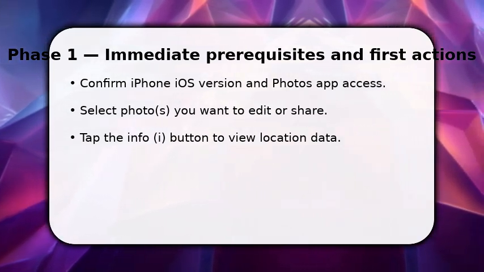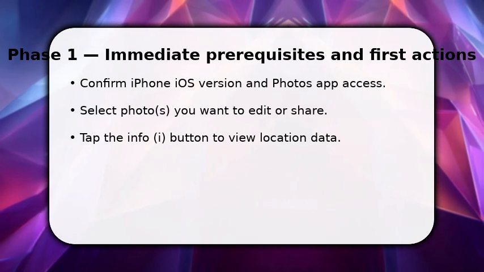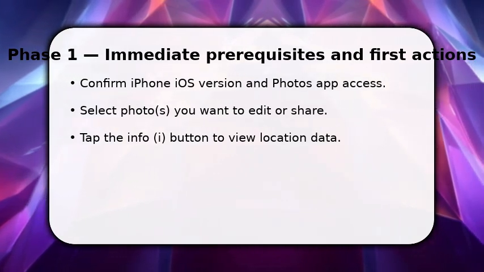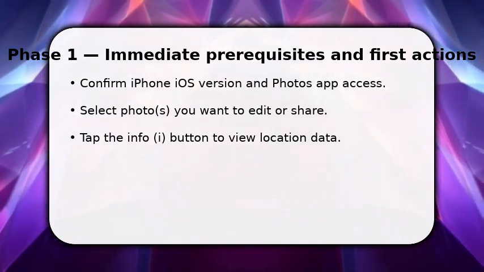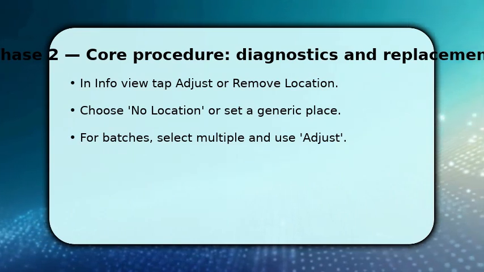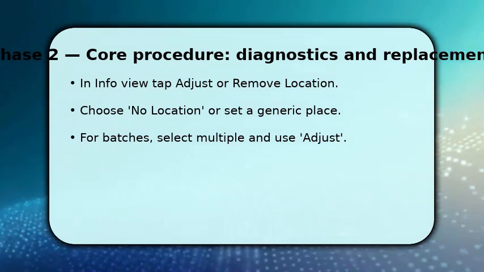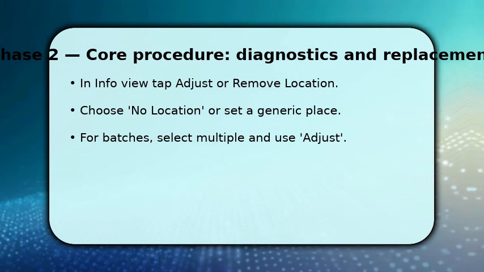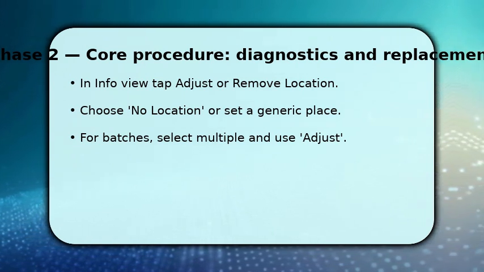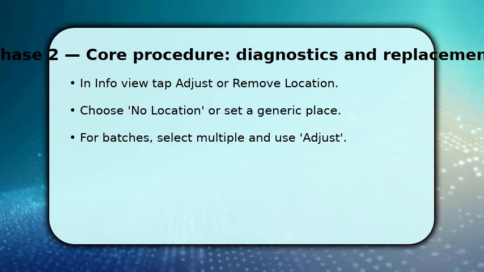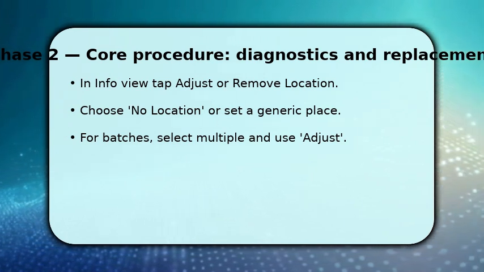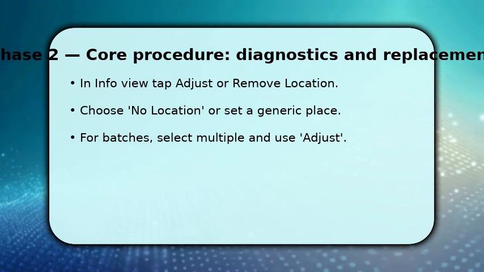This is the first actionable step because removing location here prevents it from traveling with the file when you share it. Now you remove the location. In the Photos Info panel, tap Adjust or Remove Location. You'll see choices like No Location or Search to replace it. Choose No Location to strip coordinates completely. This prevents precise GPS data from being attached.